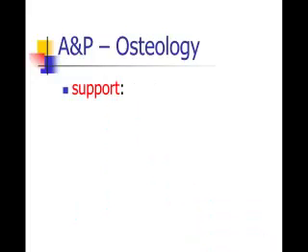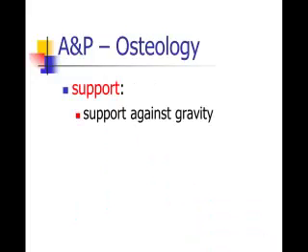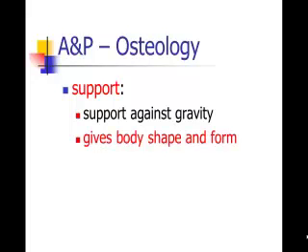We'll start with support. So the support we're talking about here is support against gravity. When human beings stand up on 2 appendages, they lock their knees, and the majority of the work being done is really done passively by the bones. The bones don't have to expend any energy to support our weight against gravity. The muscles do have to be involved to keep the bones in the appropriate positions, but the bones do this sort of free of charge. The bones also give our body shape and form.